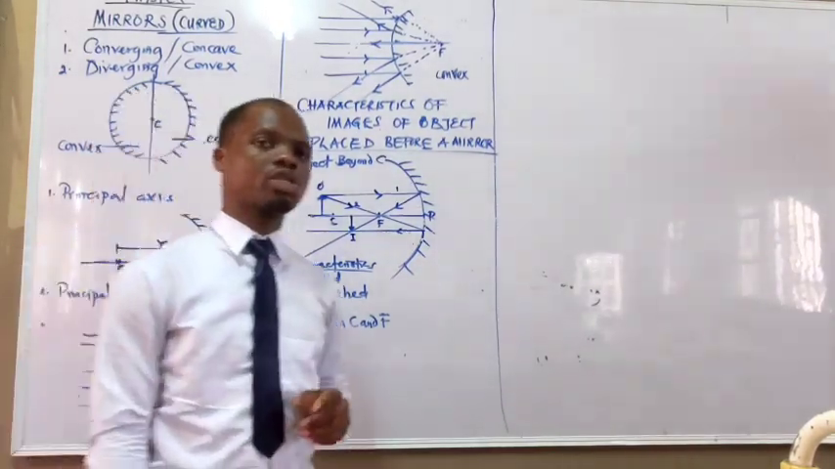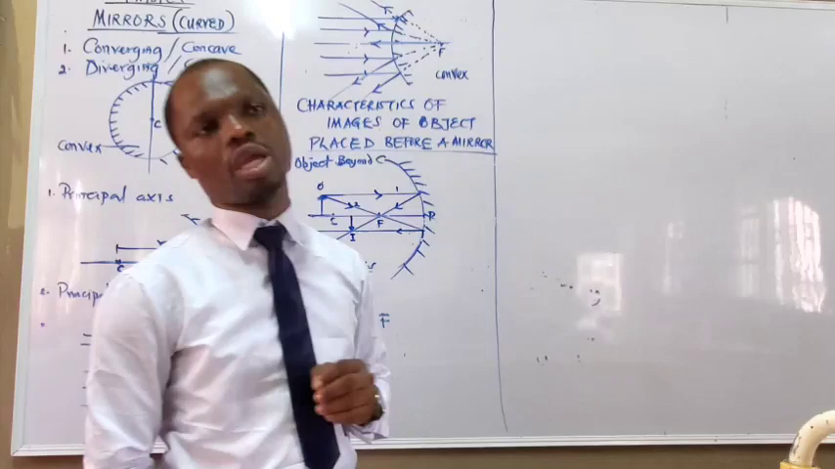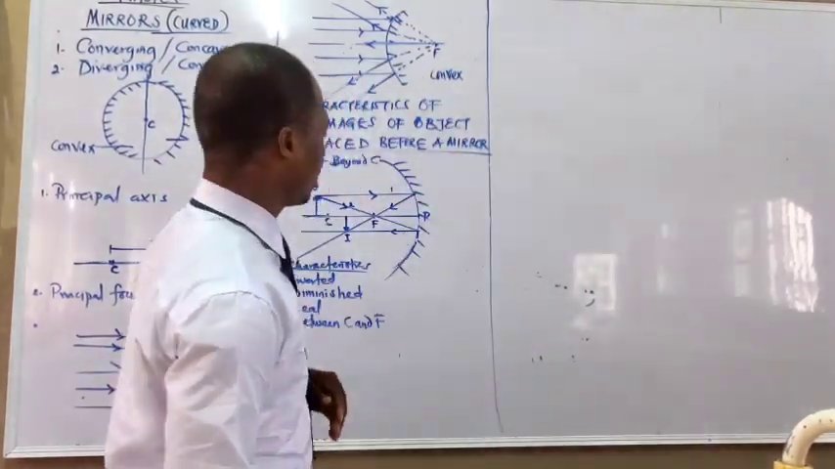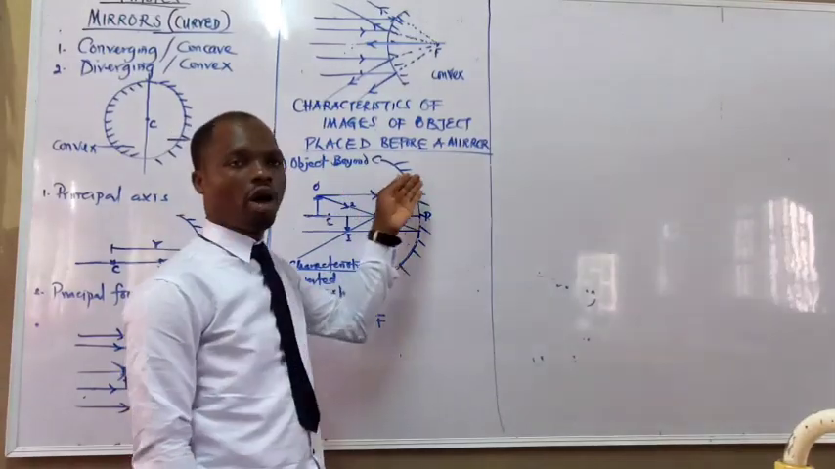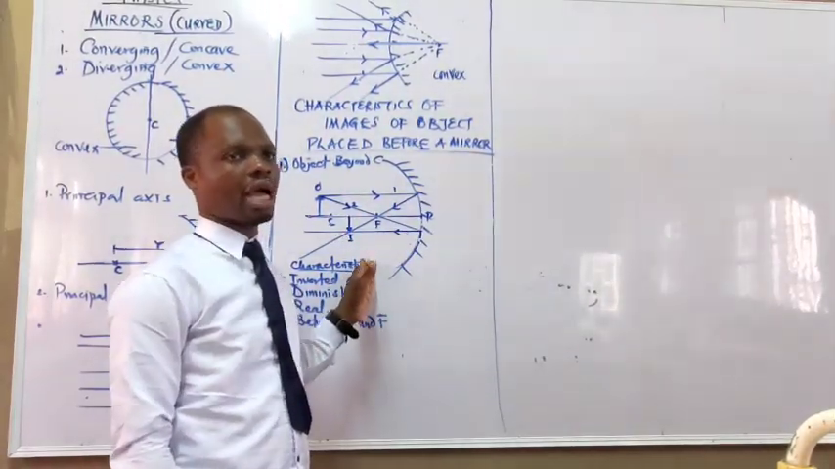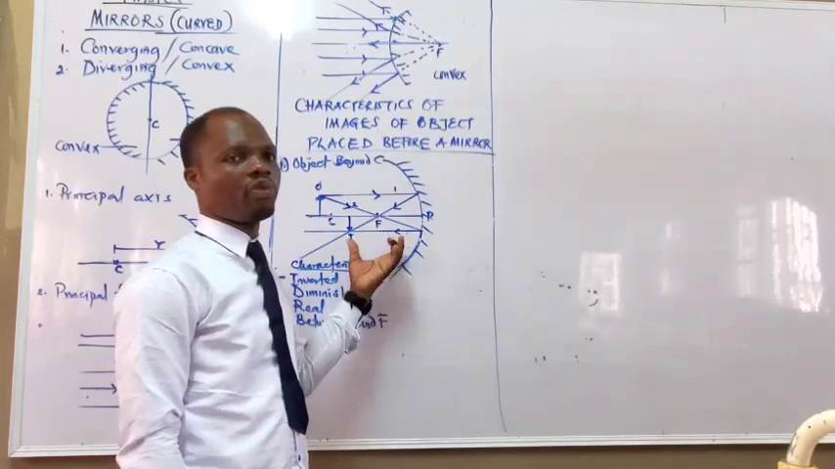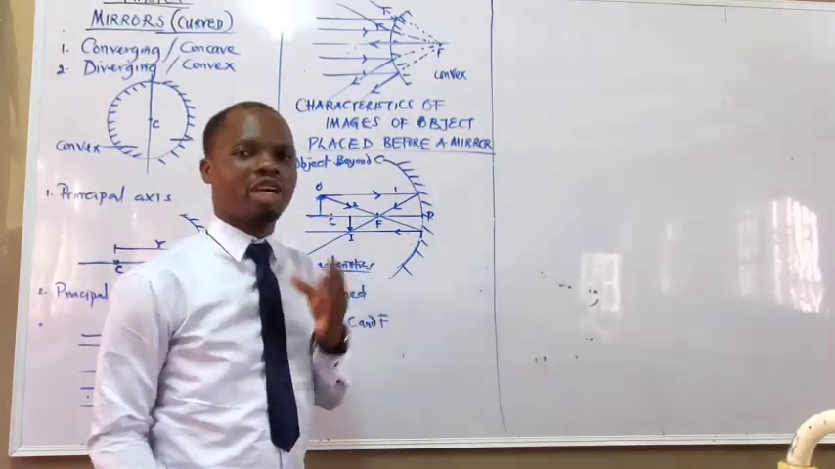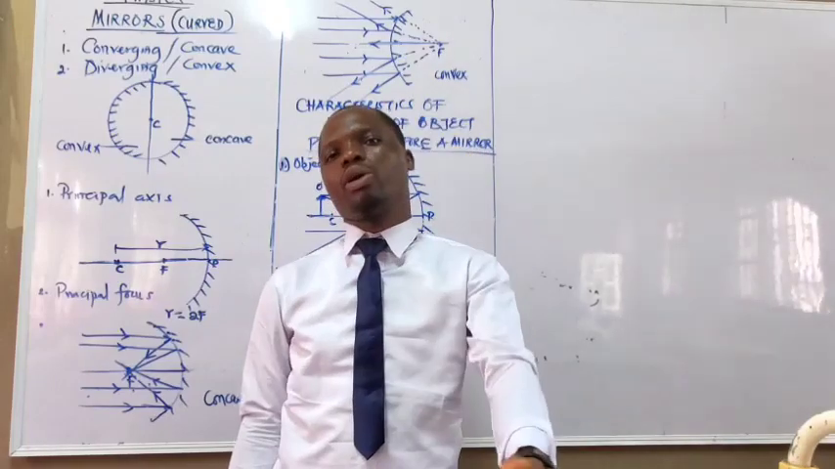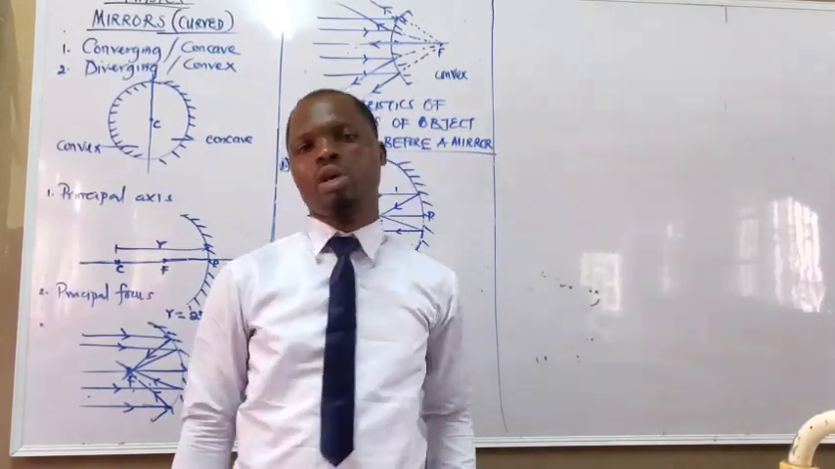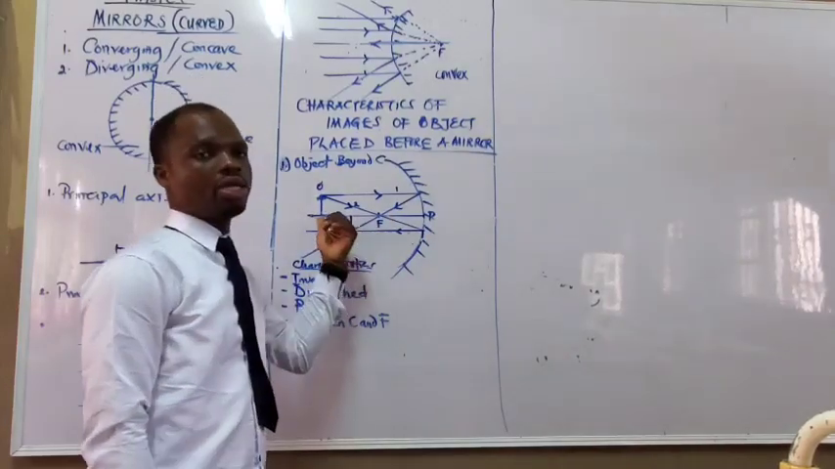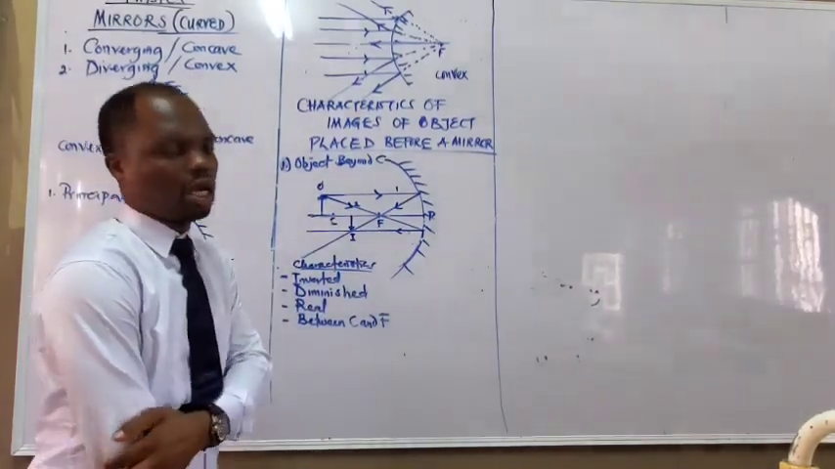Let's not forget, you must know the difference between a real image and a virtual image. A real image is the image of an object formed in front of the mirror. It is at the same side as that of the object. But a virtual image is that which is formed behind the mirror. It is formed at the back of the mirror. That is, it is formed at the other side of where the object is placed.